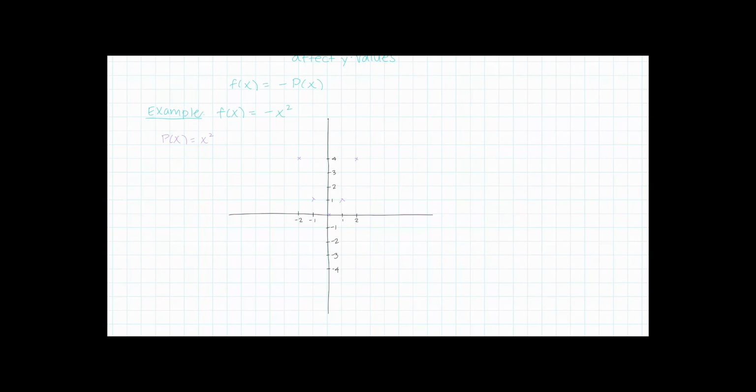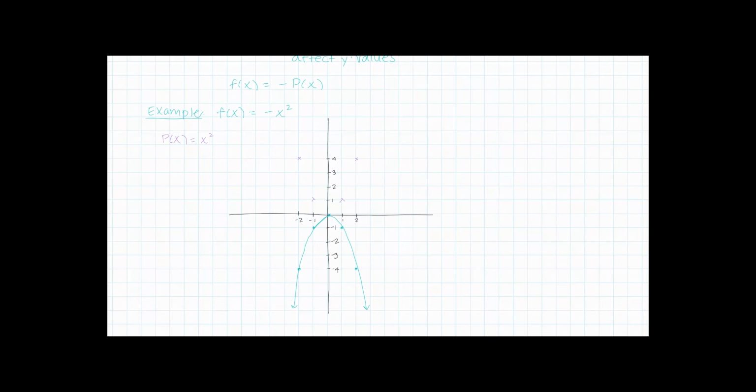Okay, so we see our parent function has been graphed here. And so when I'm looking at the negative, we know that all of the y values, instead of becoming positive, are now going to become negative. So at 0, we're going to stay at 0. Instead of being at a positive 1 for y, we're now at negative 1. Instead of being at a positive 4, now we're at negative 4. And the same thing's going to happen on the other side as well. And so we can see that our graph has the same shape as our parent function. However, it's now been reflected over the x-axis.